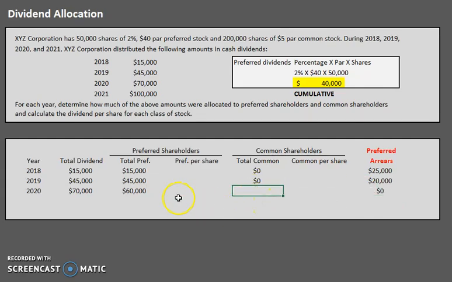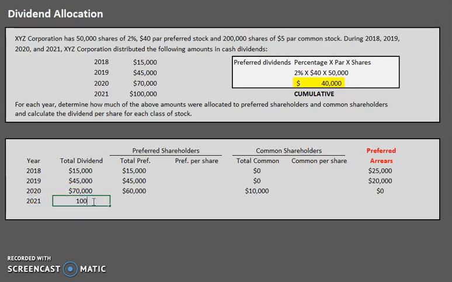All right, now let's go ahead and take a look at common. So the total dividend was $70,000. $60,000 went to preferred. So how much is left over for common? $10,000. Now we see that common shareholders are starting to get paid. All right, one more year, 2021.